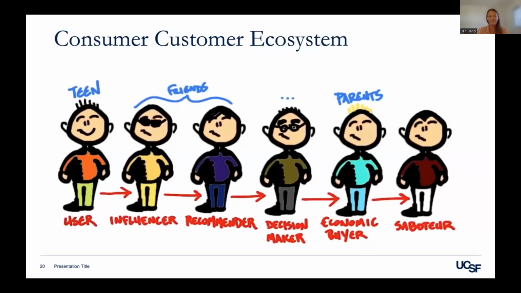For instance, here's an example of a consumer customer ecosystem. Let's say there's a teenager who wants to buy a new phone. He might have a friend that recommends one phone over another. There's other influencers out there for other reasons. But he may not be the decision maker. It's definitely not the economic buyer. Those are his parents. And perhaps there's a saboteur, like grandma saying a teenager doesn't need a phone. There's still ways that you could show there's value even to the saboteur to say that this teenager does need a phone. So all of these people play in the decision-making of buying a product.